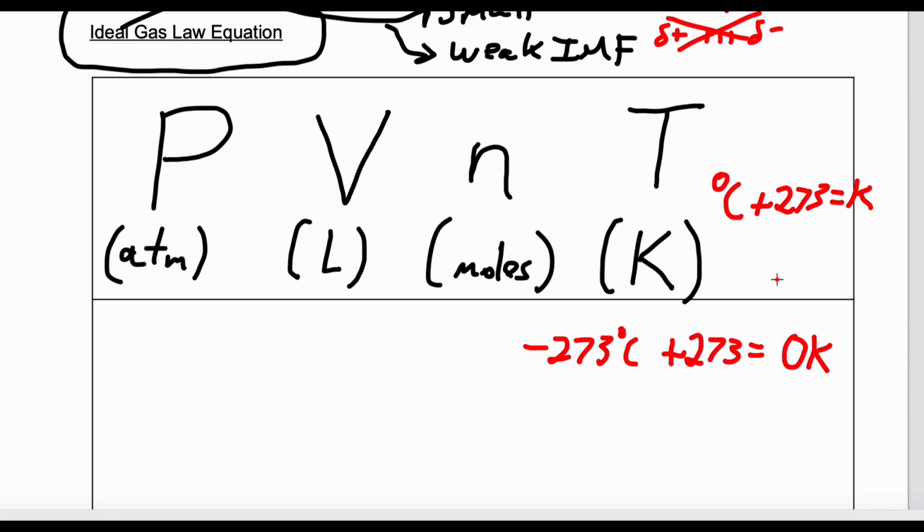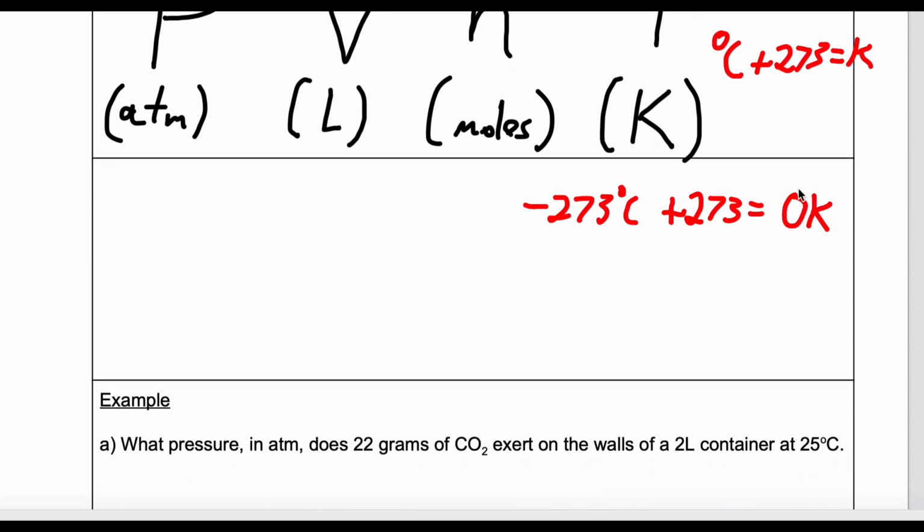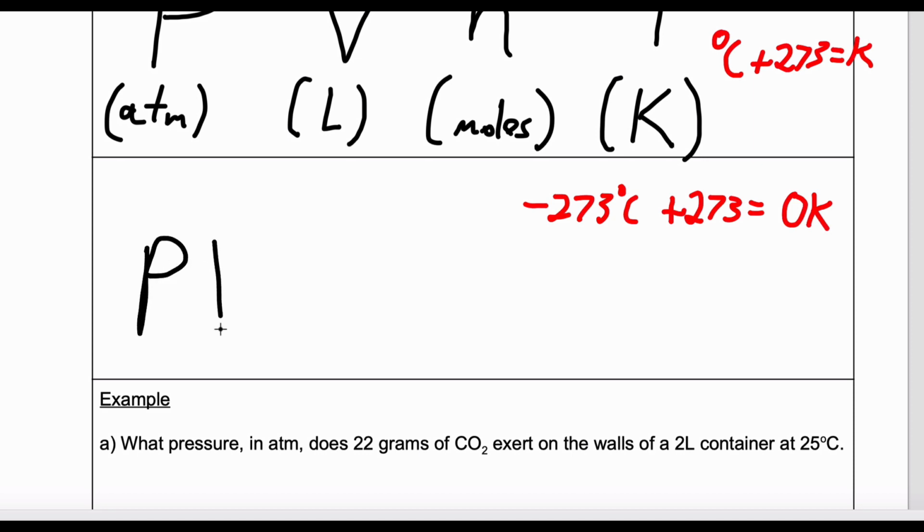Okay. So there's this cool equation that involves all of these. Okay. And that equation is called the ideal gas law equation. And that equation is written like this. PV equals NRT.